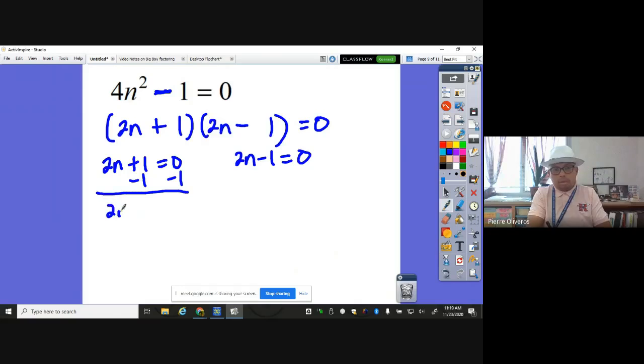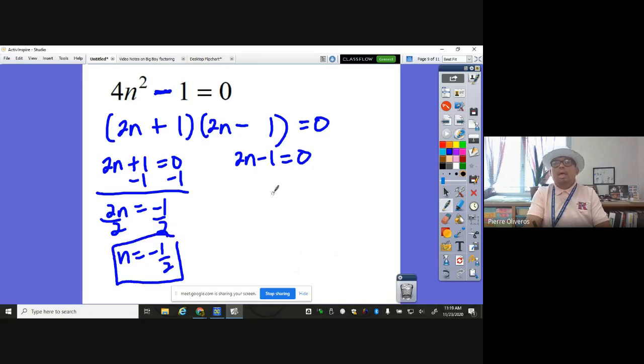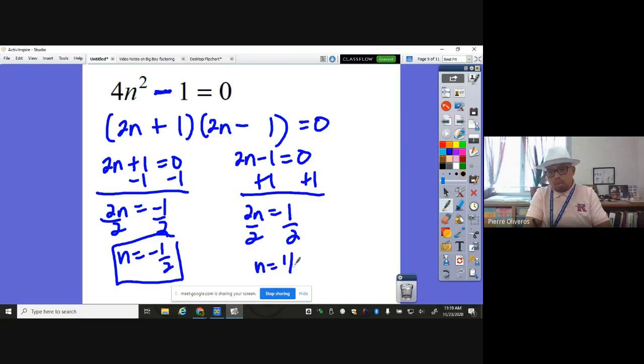Minus 1, that will give us 2n equals negative 1. Divide by 2, divide by 2, n is equal to negative 1 half. Kaboom. Plus 1 here, plus 1 there. 2n is equal to 1, divide by 2, divide by 2. So n is equal to 1 half. Kaboom. Very simple, right?